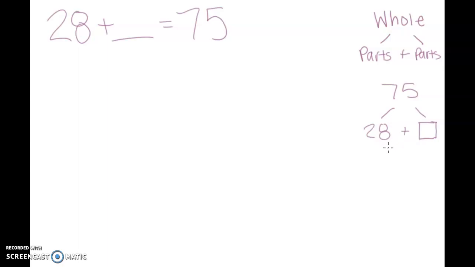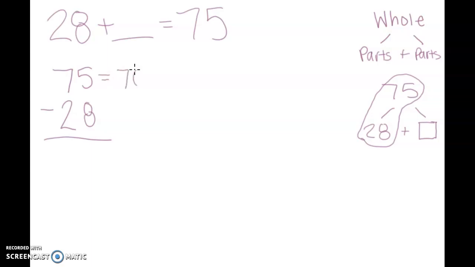Well, remember, we can solve for what we do know. We do know this part of our math mountain. And that reads as 75 minus 28. So I'm going to come over here. 75 minus 28 equals. All right, so now let's solve this using expanded form. 75 equals 70 plus 5. 28 equals 20 plus 8.